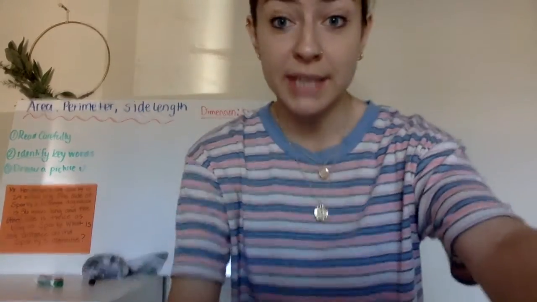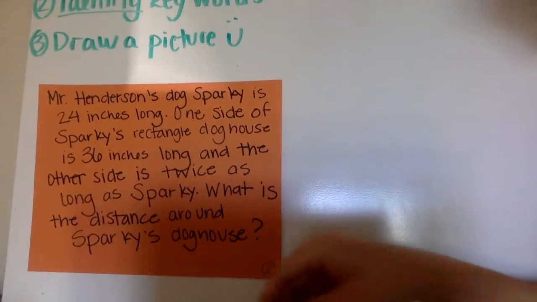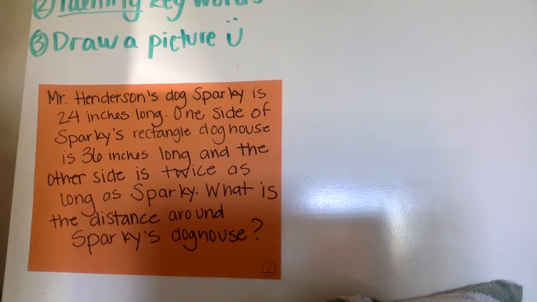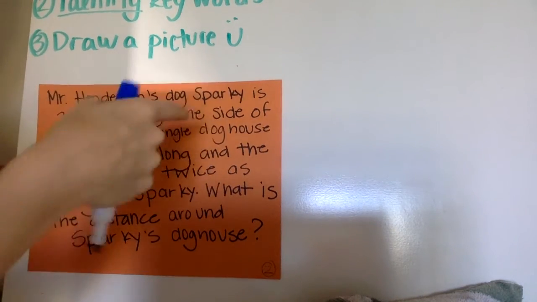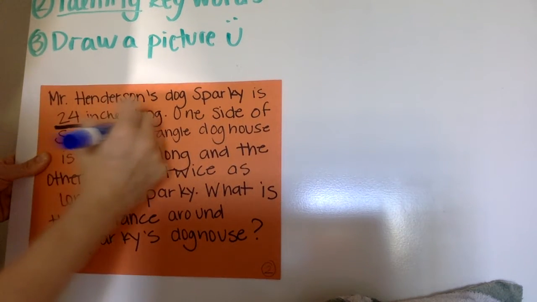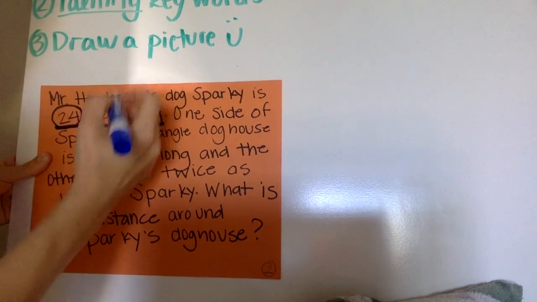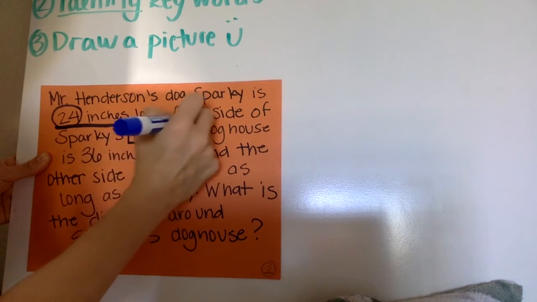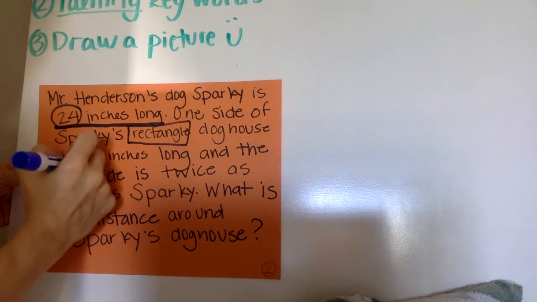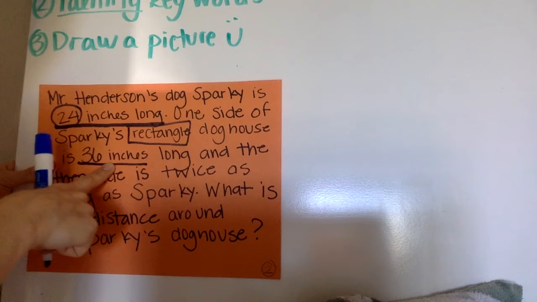All right. In the classroom, I would have your highlighters ready so you can underline with me. But right now, you're just going to double check my work while I'm underlining for you. So we have Mr. Henderson's dog, Sparky. We know that Sparky is 24 inches long. This is important. One side of Sparky's rectangle doghouse, this will give me a clue of what picture I'm drawing, is 36 inches long. So we already know the length of one side.